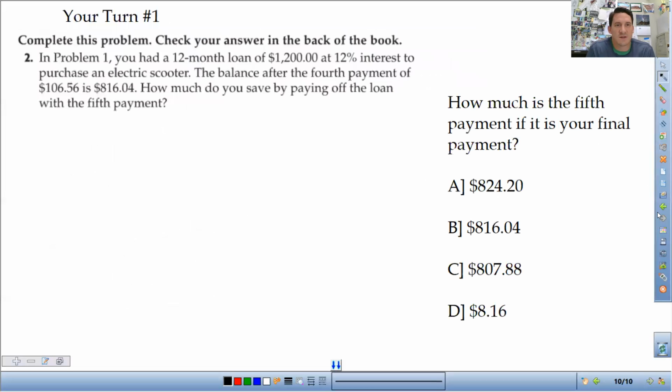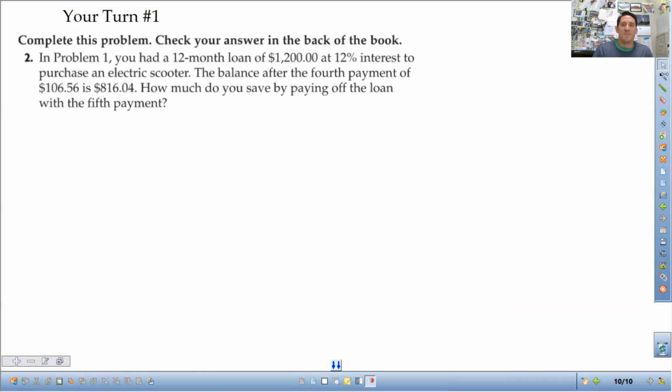All right, one more question. So let's try this one. In problem 1, you had a 12-month loan of $1,200 at 12% interest to purchase an electric scooter. So that's just the last one we did. The monthly payment is $106.56. How much do you save by paying off the loan with the 5th payment? We're going to ignore this part here. So how much do we save?